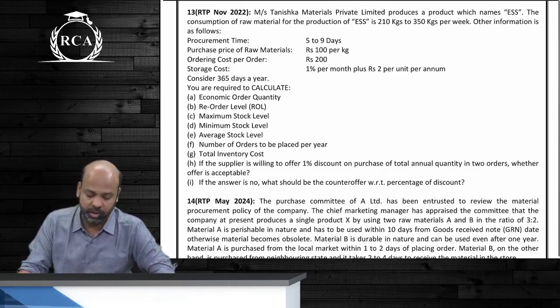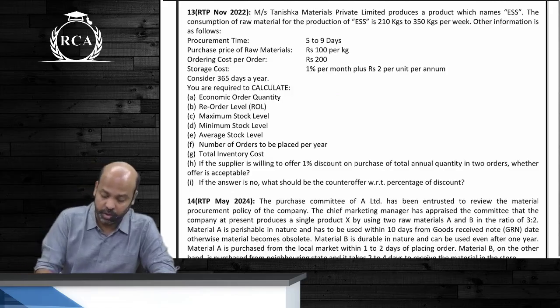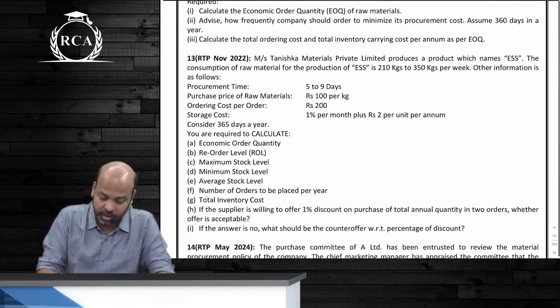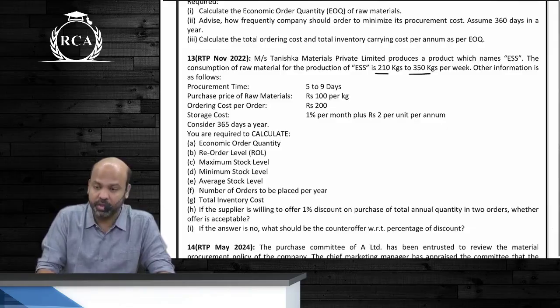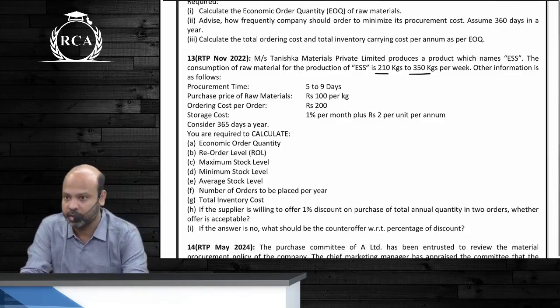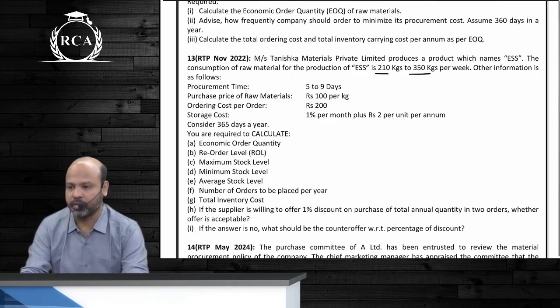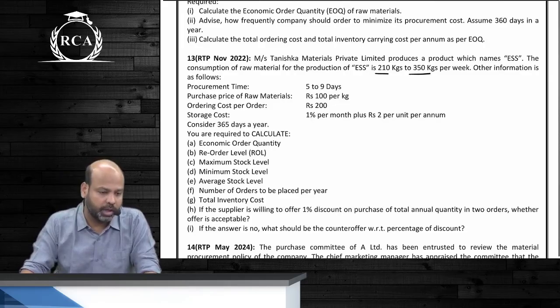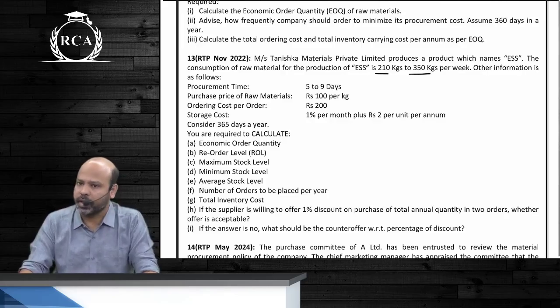Average consumption, guys, multiplied by the total number of days. So here, beta, the minimum consumption is 210 kgs, maximum consumption is 350 kgs. What will be your average consumption per week? Average consumption per week will be equal to (350 + 210) divided by 2, and that will be equal to 280 kgs. Are we clear, beta? 280 kgs multiplied by 52 weeks. How much will that be?